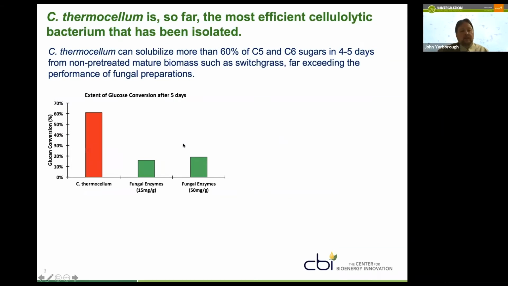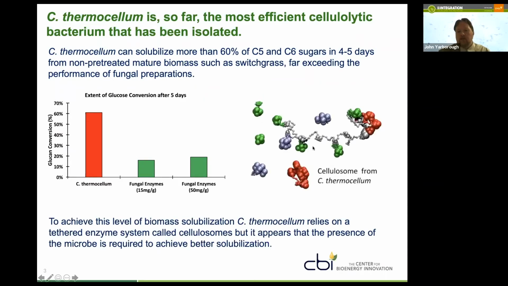And what we can see here is that with the fully intact microbe, we get a significantly larger glucan conversion as compared to free fungal enzyme systems. And we associate this with the cellulosome from the C-therm. This is a rather complex tethered enzyme that appears to be in the presence of the microbe on the surface of the microbe. And yet, if you just separate the cellulosome from the bacterial cell wall, you do not see the same conversion. So there's something going on where you need both the cellulosome and the bacteria working together in order to achieve these high conversion rates. The question is why?